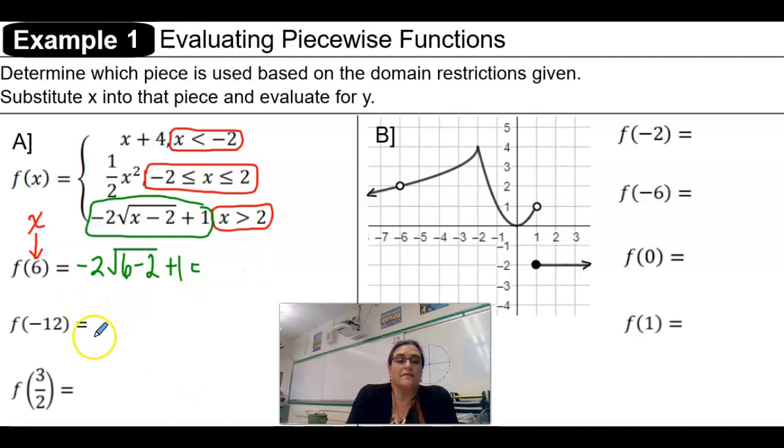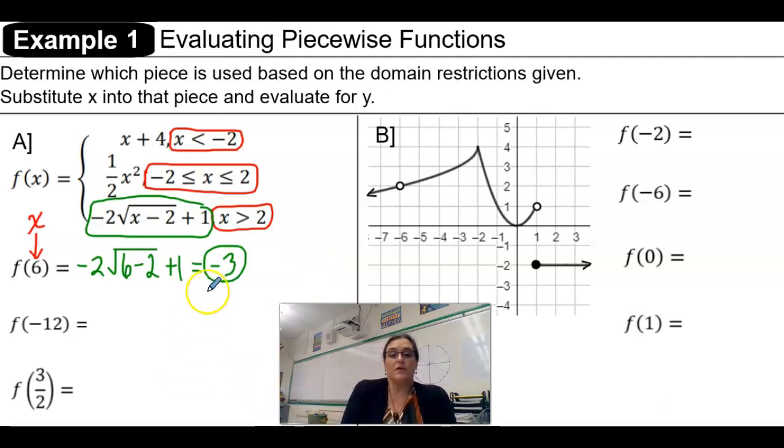And that's going to give us a, well, let's fix that equal sign. That's a little rough looking. There we go. That's going to give us the square root of 6 minus 2, which is 4. So square root of 4 is 2, times negative 2 is negative 4, plus 1 is negative 3. So f of 6 evaluates to equal negative 3. That's the y that I get out when I put in a 6 for my x into this piecewise function.